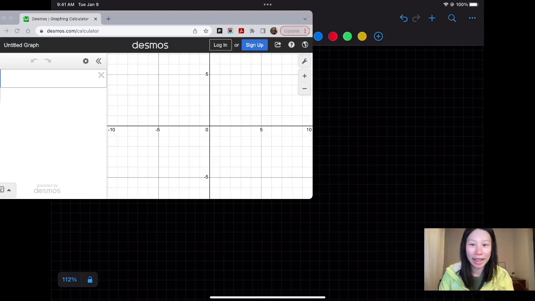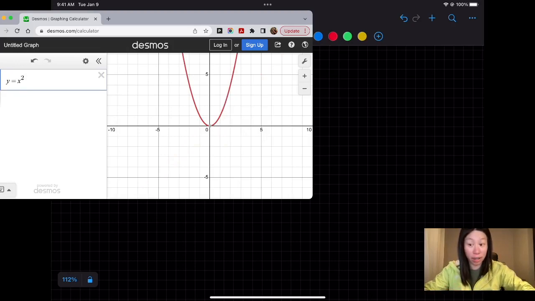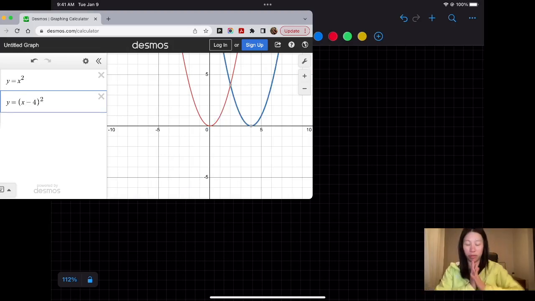Hello everyone, in today's video we are going to talk about transformation of a function. So now take a look at this function, y equals x squared. The red one is the first function, y equals x squared. And what happens if I change the function into y equals (x minus 4) squared? Do you notice that the function shifts from the original function, the right one?